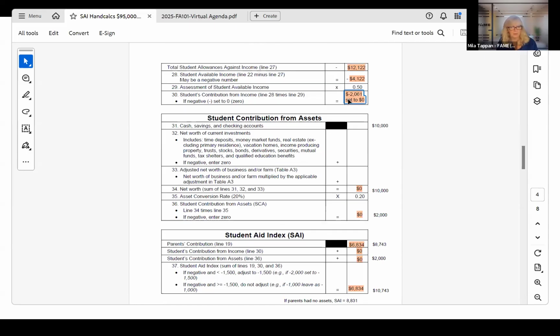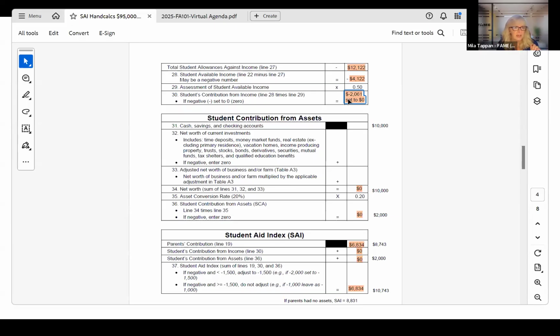So let me just back up and do a takeaway from that particular section. Because of the income protection allowance for students, students typically do not have any contribution from income. There's no impact on the SAI for income until students earn over $12,000. So every now and then we'll run into students who will say, well, I don't want to work too much because maybe it will negatively impact my financial aid eligibility.